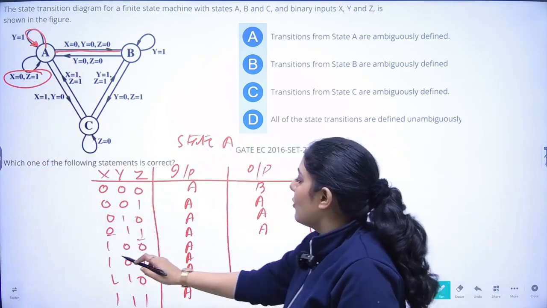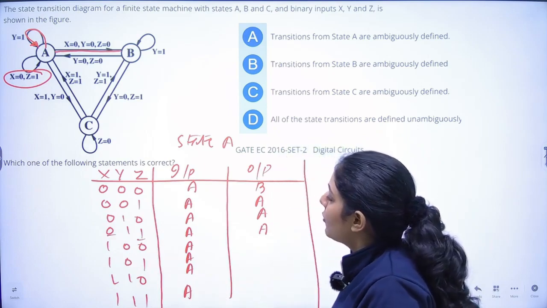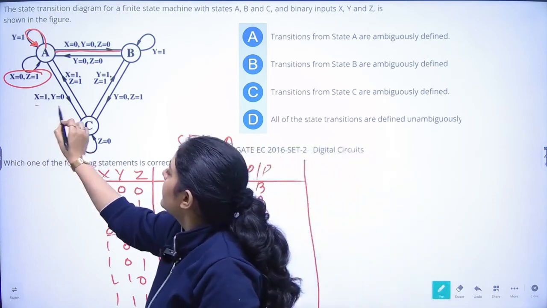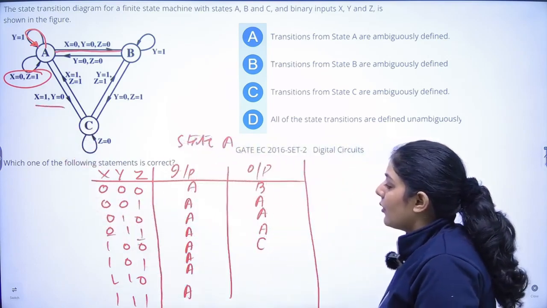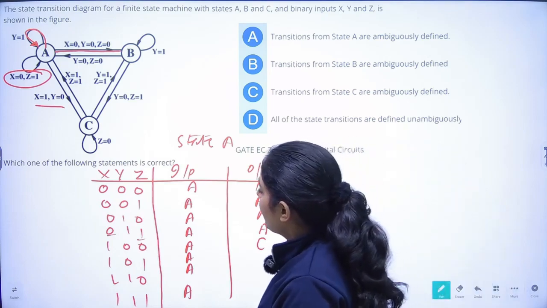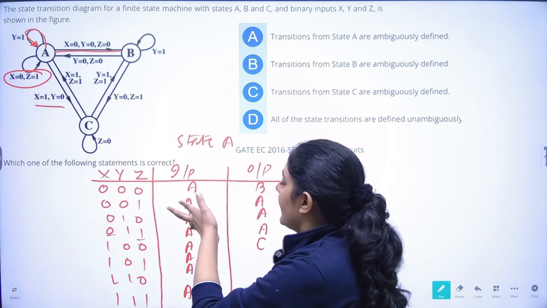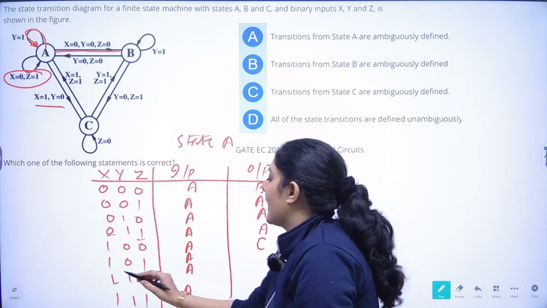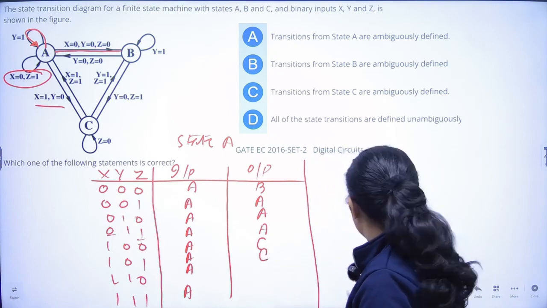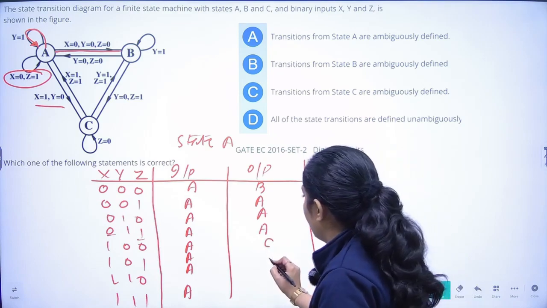Now 1, 0, 0 means when x = 1 and y = 0, it's going to C. We can see that, right? For 1, 0, 1, that means when x = 1, it doesn't matter for the value of z, y = 0. So y = 0, x is going to C again. Clear? C and C.